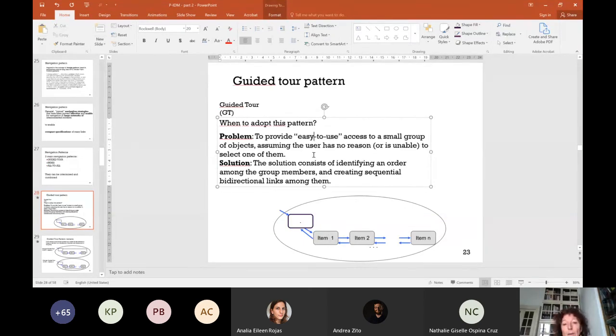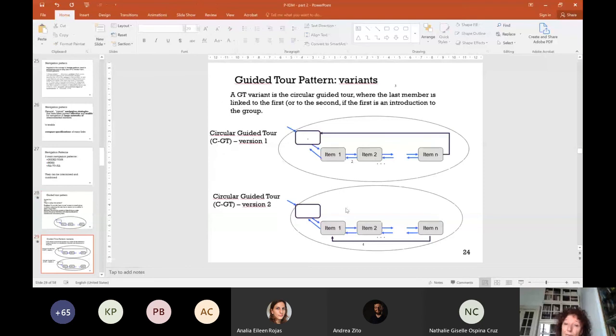And of course, this pattern is good for a small group, because if you have 100 items here, well, maybe the user discovers that he is interested in the one in the middle of this list of 100 items. He will have to do 50 clicks before getting it. So this is good to guide the user in a small size group.